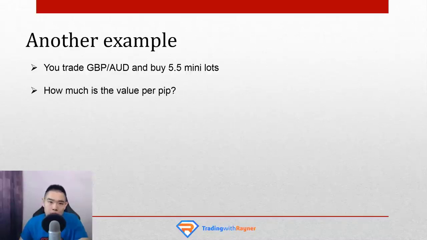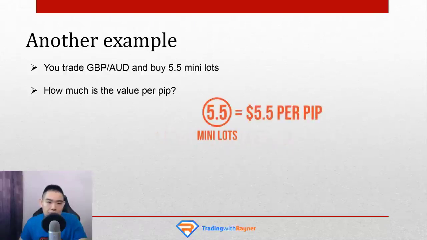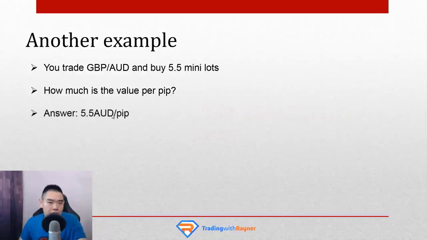So again, just remember the two things I shared with you. Number one, what is the lot size traded? 5.5 mini lots. Okay, great. Next thing, what is the quote currency? Aussie dollar. Great. You know one mini lot is worth $1, so 5.5 mini lots means it's $5.5. So what is the quote currency? This is Aussie dollar. So it's 5.5 Aussie dollars per pip. Okay, great. So that should be the answer. So if you look at the answer, it's 5.5.